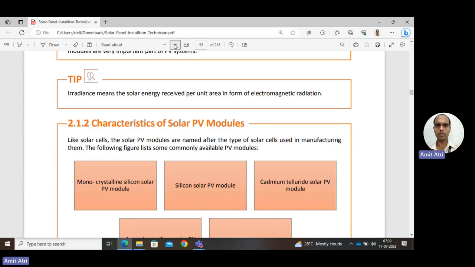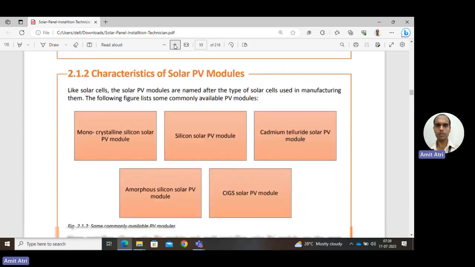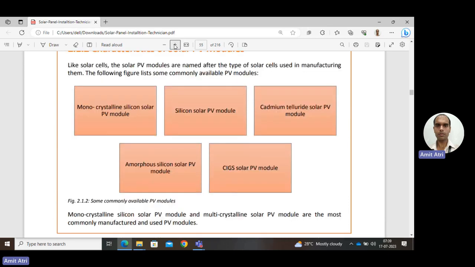So there is a tip now. Irradiance means the total solar energy received per unit area in the form of electromagnetic radiation. Coming to the characteristics of solar PV modules, first of all, the commonly available PV modules are monocrystalline silicon, polycrystalline silicon, cadmium telluride, amorphous silicon, and CIGS solar PV modules. Most commonly used commercially in rooftop installations are either monocrystalline silicon or multi or polycrystalline solar PV modules.